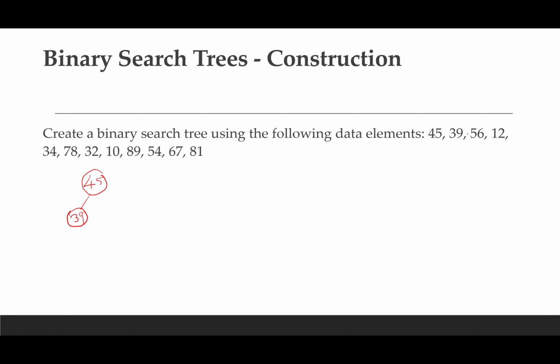Next we have to check the element 56. First we check with the root node: is it greater than 45 or less than 45? It is greater than 45, so we are adding it as the right child of 45. The next element is 12. First we check with the root node. It is less than 45, so we check with the child of 45, which is 39. 12 is less than 39, so we can add it as the left child.